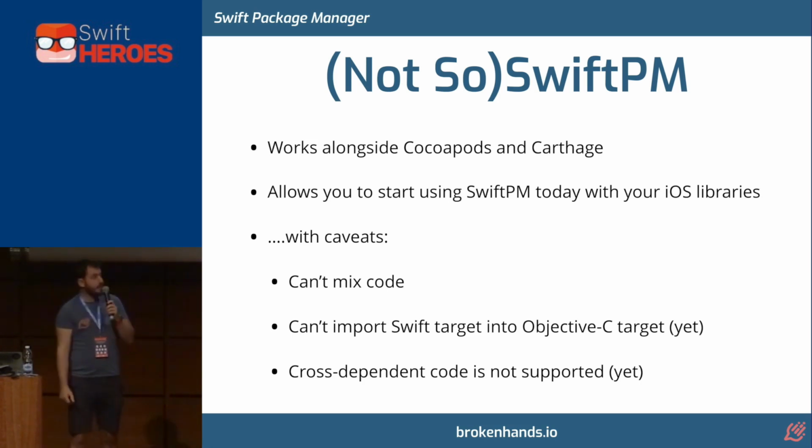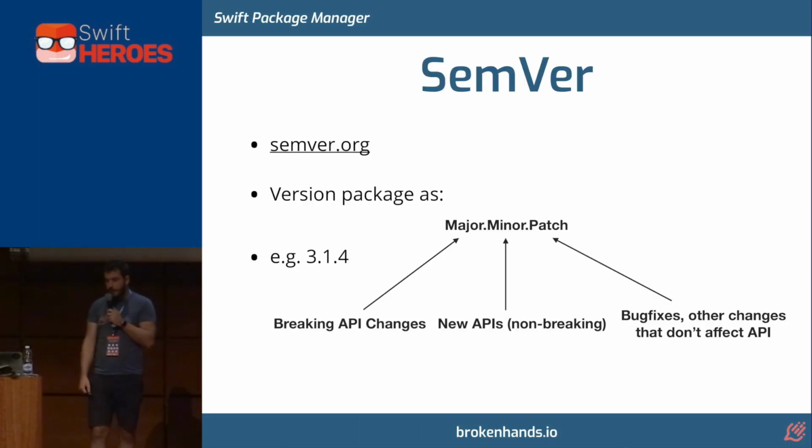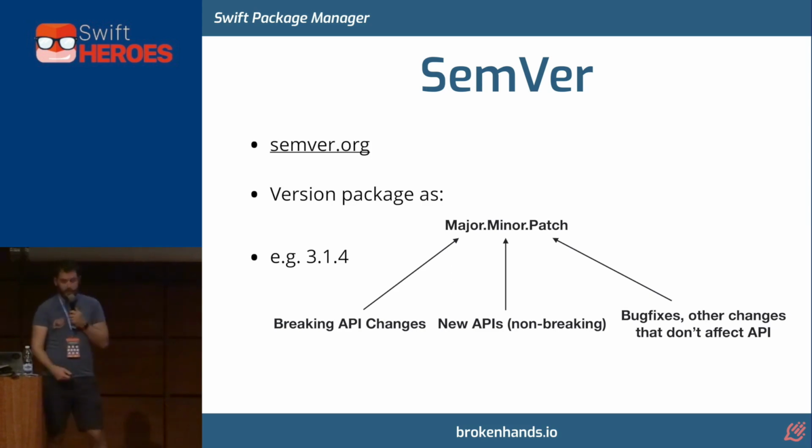So let's take a quick detour into semantic versioning. Hopefully, most of you are used to semantic versioning, but we'll cover it quickly, because it's what Swift Package Manager uses to work out what dependency versions to use. Semantic versioning is defined at semver.org, and it's an industry standard for defining dependencies and libraries and what versions they are. So you version your packages as major.minor.patch.